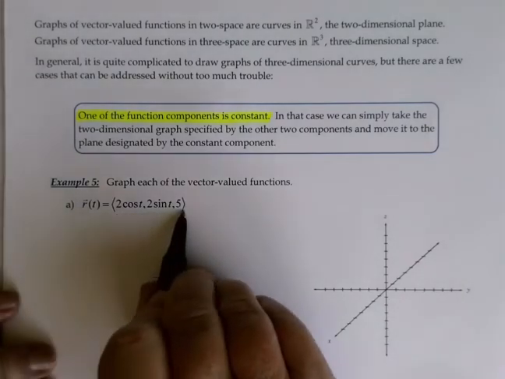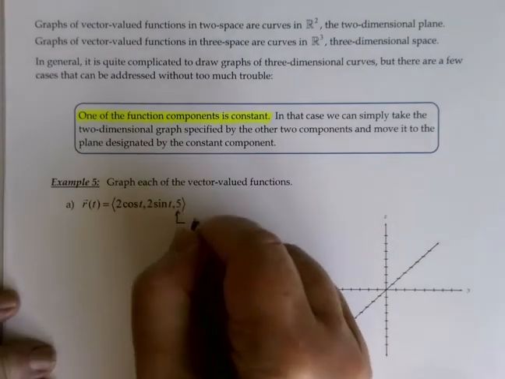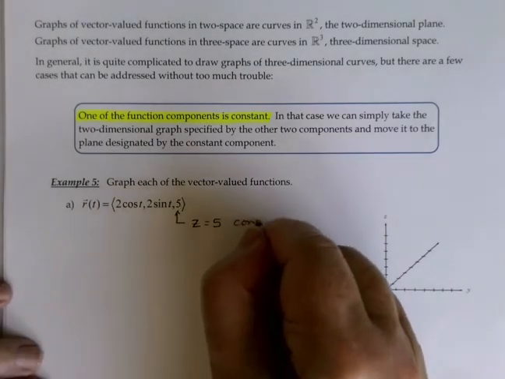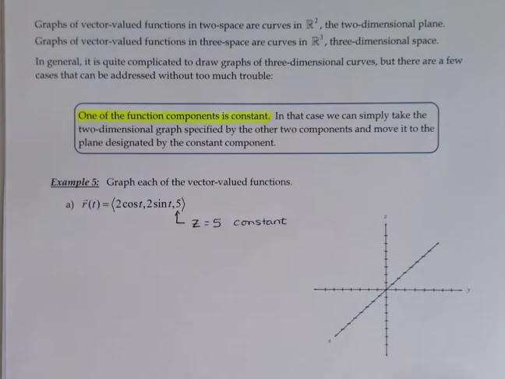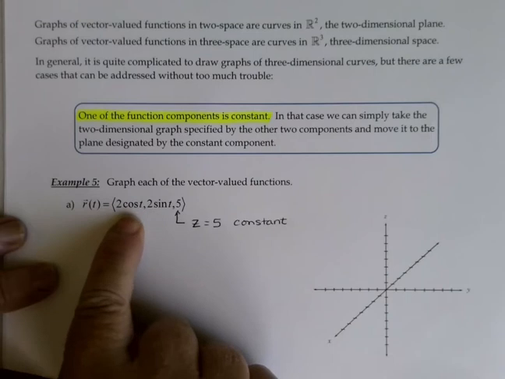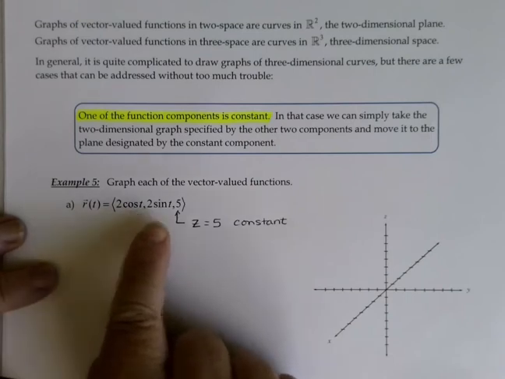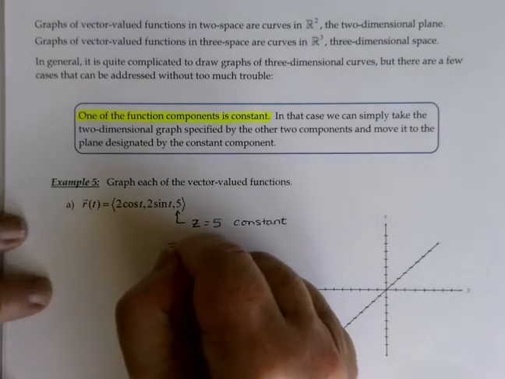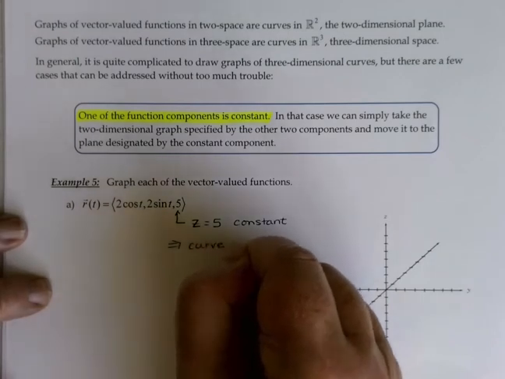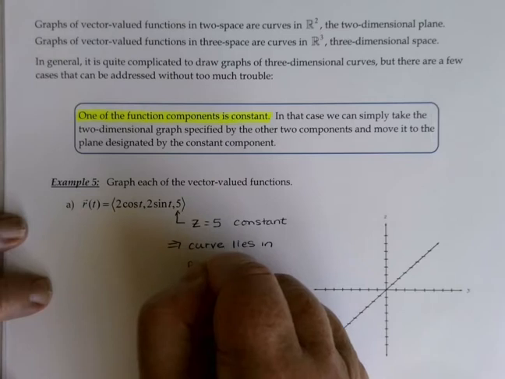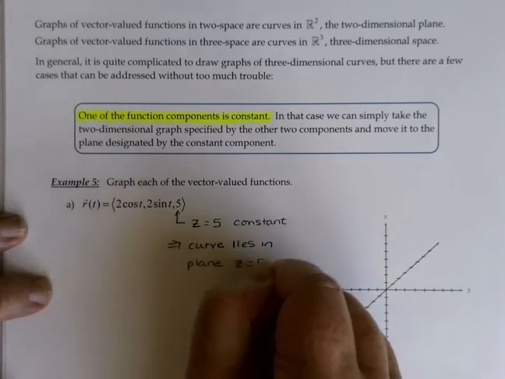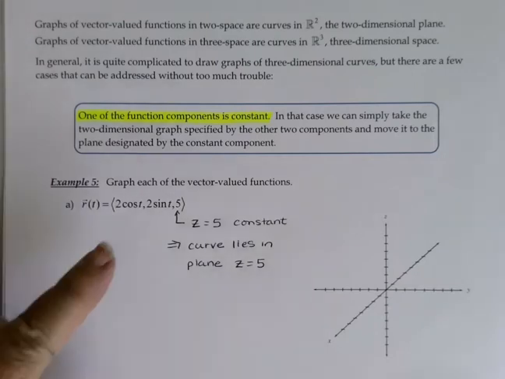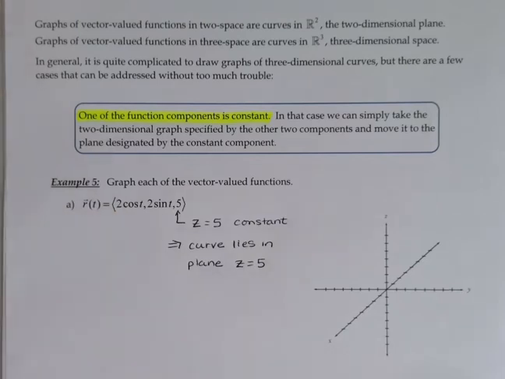Here's a 3-dimensional vector-valued function, but notice that the z value here is constant. What that means is that this curve, whatever it is, and we'll talk about that, exists entirely within the plane z equals 5. So our curve lies in the plane z equals 5. All right, I'm going to start by drawing that plane. And then once I've analyzed my curve, I can just go ahead and add the curve within that plane.